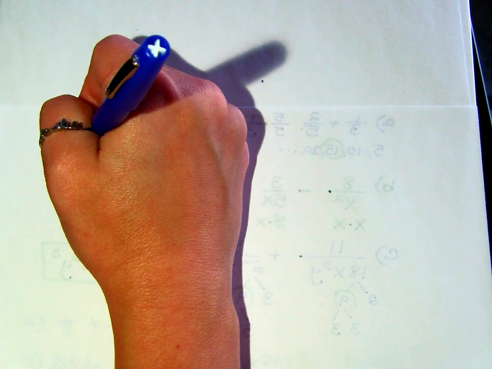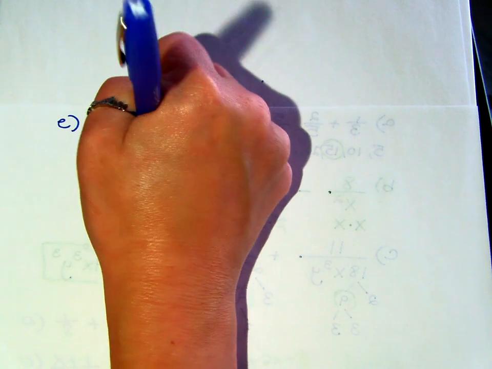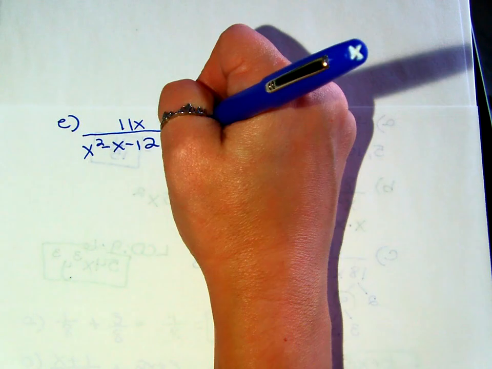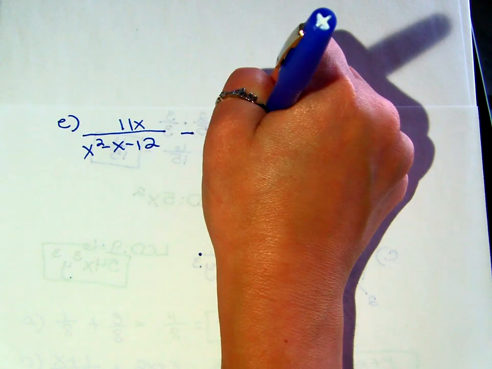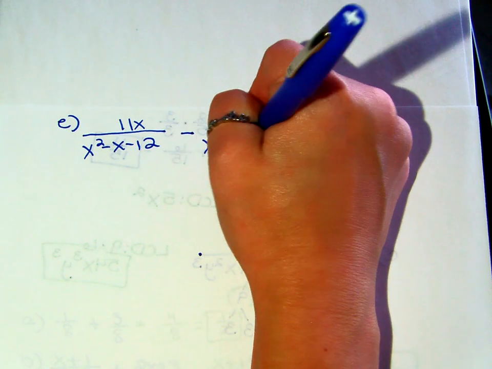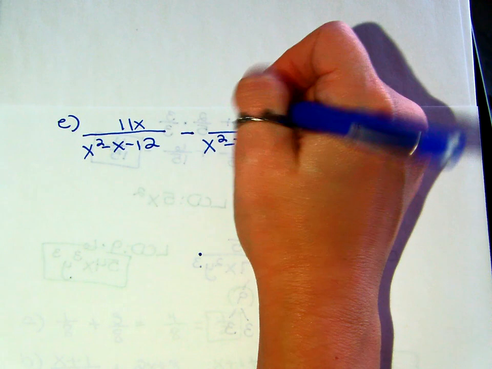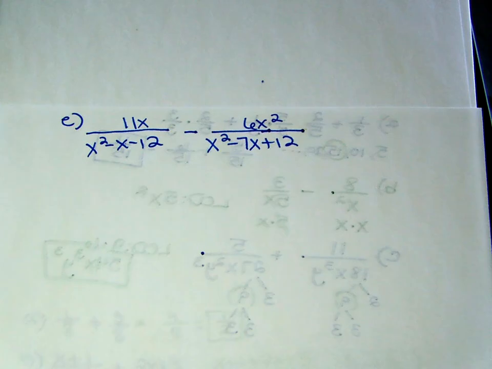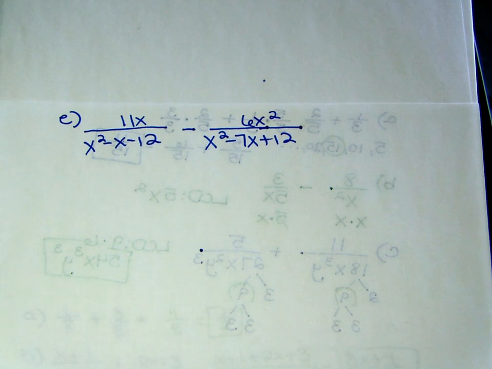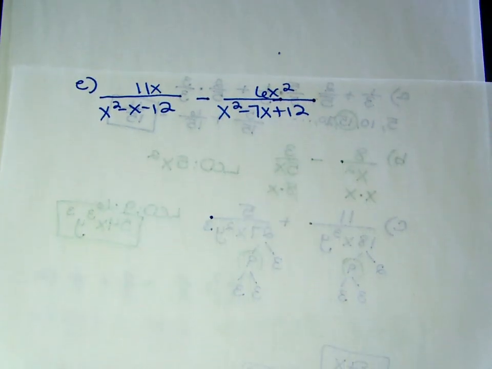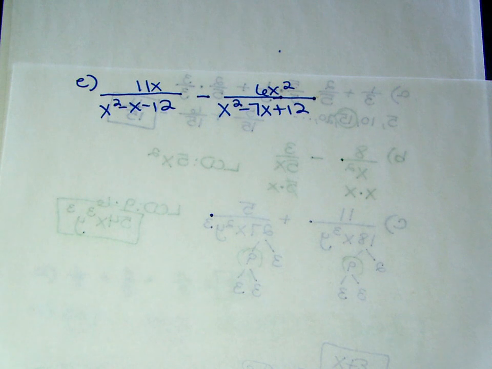I'm going to write the denominator first. X squared minus x minus 12. X squared minus 7x plus 12. And again, we're only trying to find the least common denominator. We don't have to simplify on this one. So you can really basically ignore the top. I'm just going to factor the bottoms to get started so I can see if they already share anything in common.